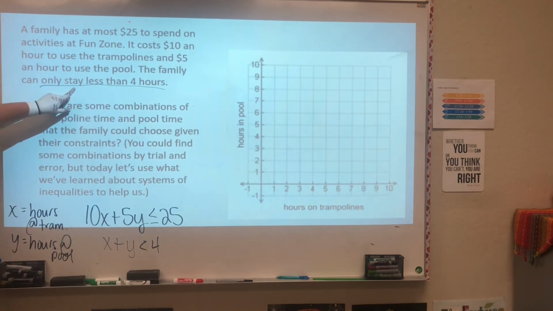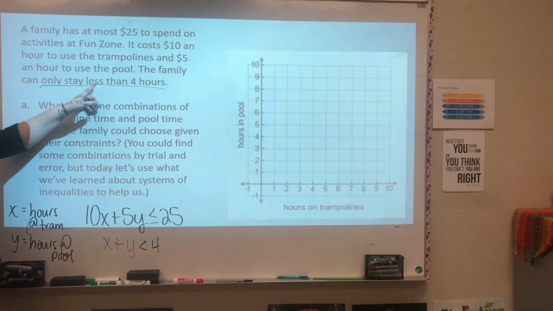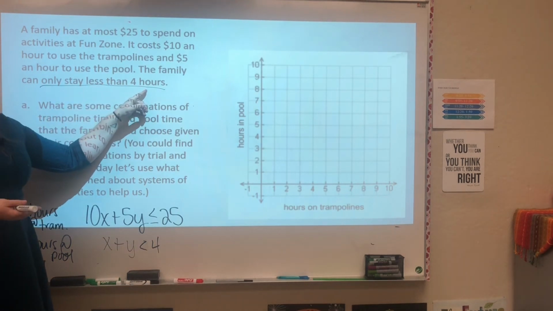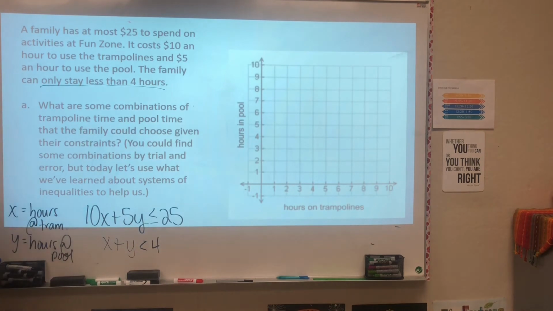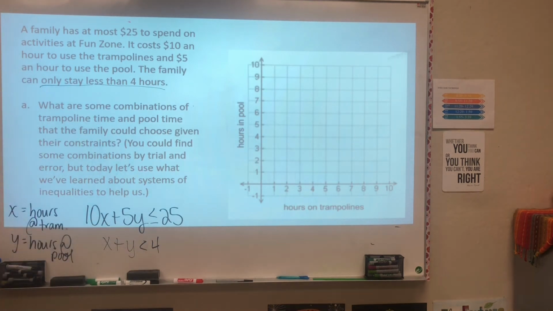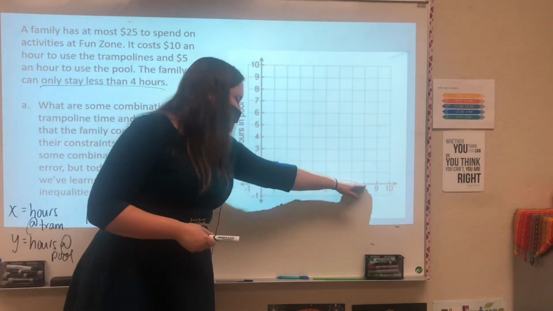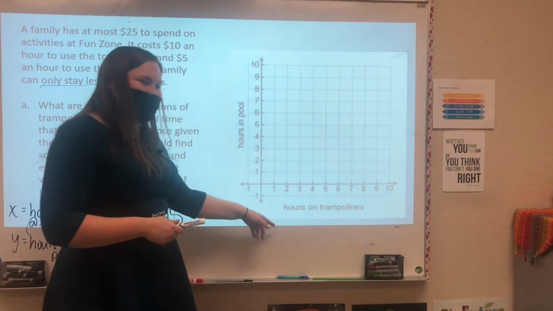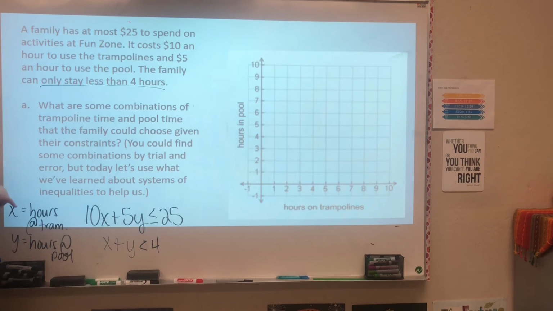But what you hit on is a difference in language. I could say no more than 4 hours, that would have the or equal to. I could say can't exceed 4 hours, that would have it. But this specifically says it has to be less than 4, which is why it's less than 4. Nice. So we've got our inequalities. You defined our variables, which we love. Notice you said x is hours at the trampoline, and our x-axis is also labeled hours on trampoline, which is perfect. Same for the y.